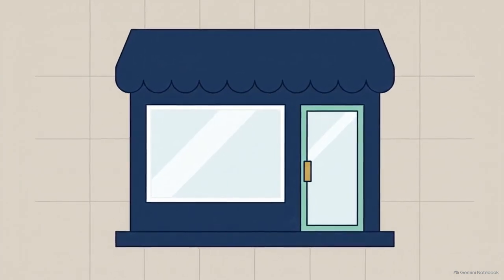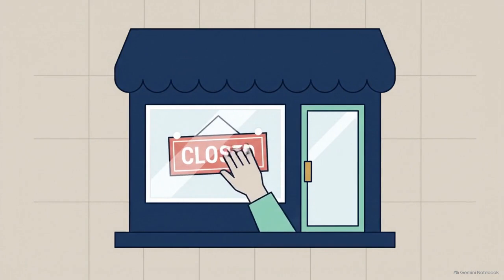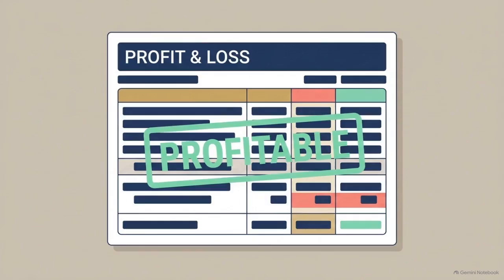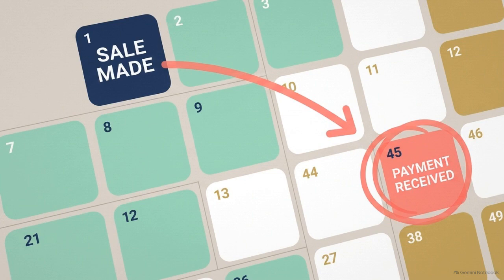Here is a scary reality for any business owner. A company can be highly profitable on paper, hit record sales, and still go bankrupt. This happens because the profit and loss statement we looked at earlier measures accounting profit. It records a sale the moment a deal is struck, even if the client hasn't actually paid yet. It simply measures promises, not liquid cash.